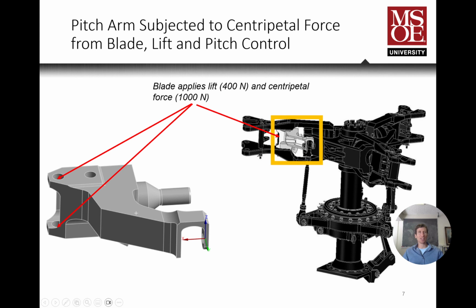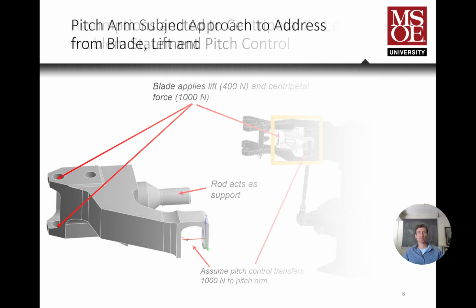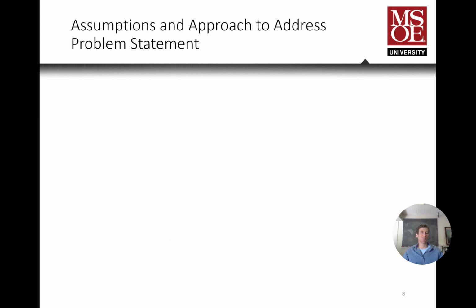Maybe we can go ahead and use this rod there that could act as a support, and maybe there's the pitch control, that's that vertical rod here. Maybe that transfers 1,000 newtons to the pitch arm as well. Okay, so maybe that's the environment that this is subject to. Now that might complete our problem statement. With that, we can go ahead and take a look at the next section, which is what assumptions can we use and what is the approach we want to use to solve this analysis.